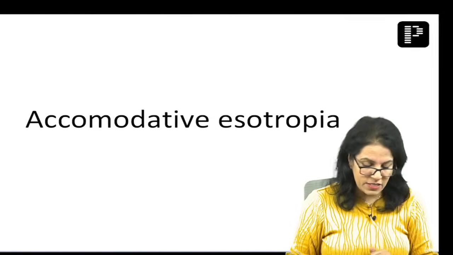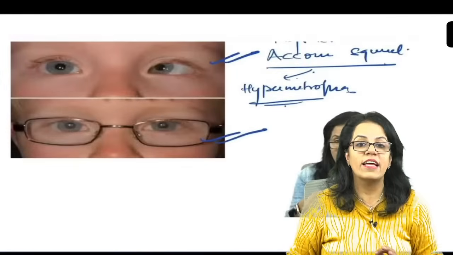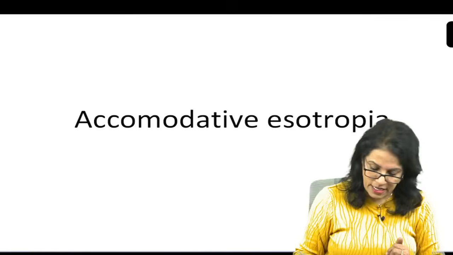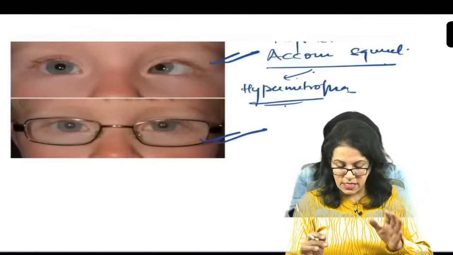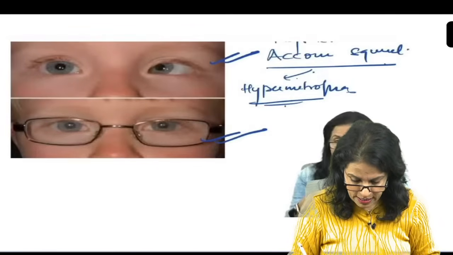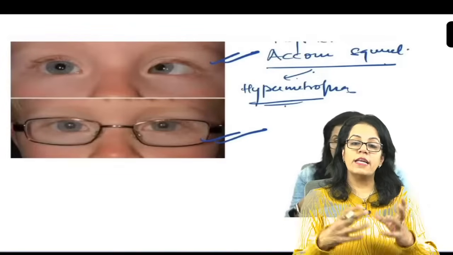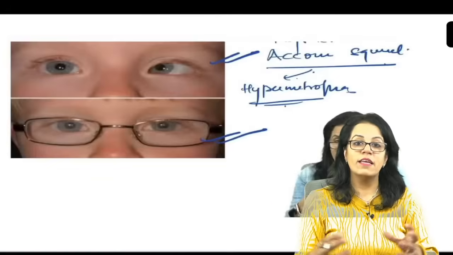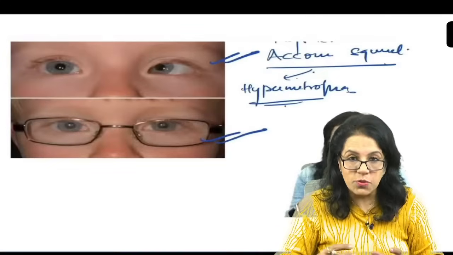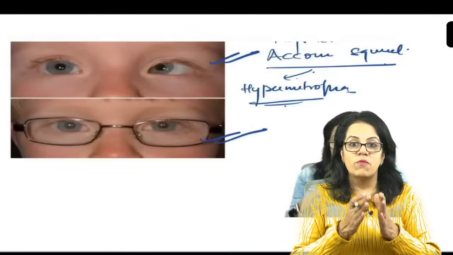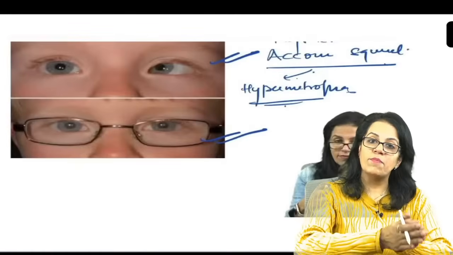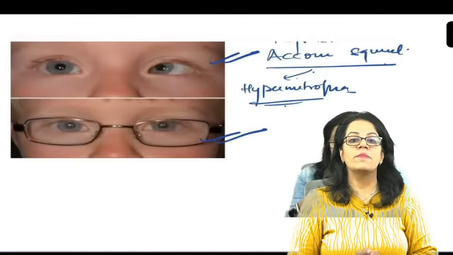So accommodative esotropia. Again, this has been dealt in your LRR session. One of you are asking about this. So see, if this is the child with some squint like this, and he is a hypermetrop. So you remember accommodative esotropia kya hoti hai? Because of excessive accommodation, the eye is going inside. So what can be the two causes? One is either hypermetropia or it may be more AC by A ratio.